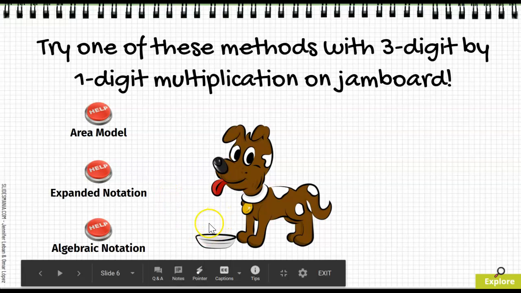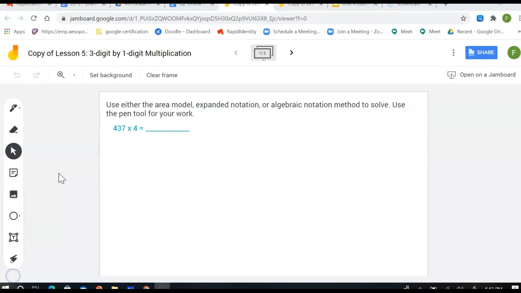Okay, so I'm going to pause for a few minutes and give you an opportunity to bring up the Jamboard for this one, and I'll show you which one it looks like. Okay, so for the first Jamboard that you should bring up, it looks like this. It says use either the area model, expanded notation, or algebraic notation method to solve. You can use the pen tool to show your work.